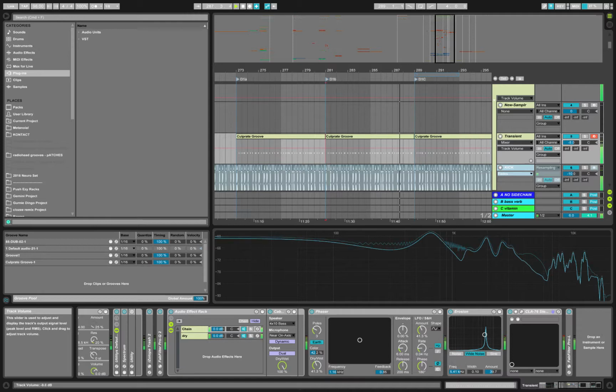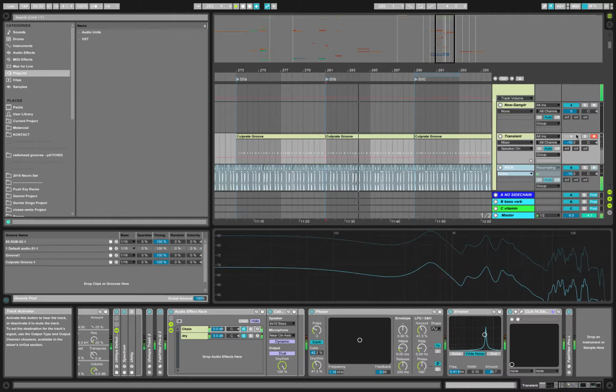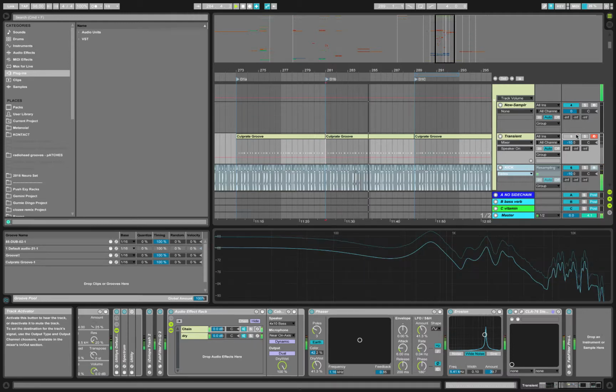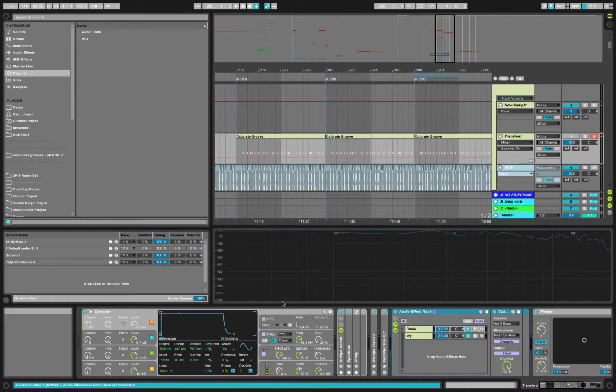So I like to have it sitting around like negative 10, negative 12. It's subtle enough that you don't notice it's there, but without it you notice it missing. Okay, so without further ado, I'll get straight into showing you what I did.